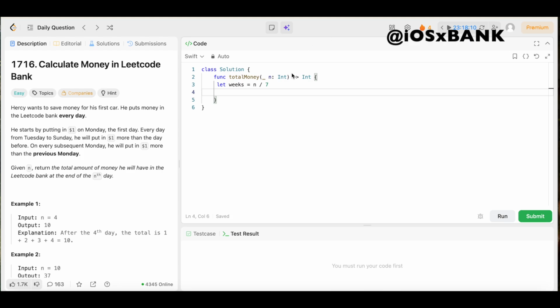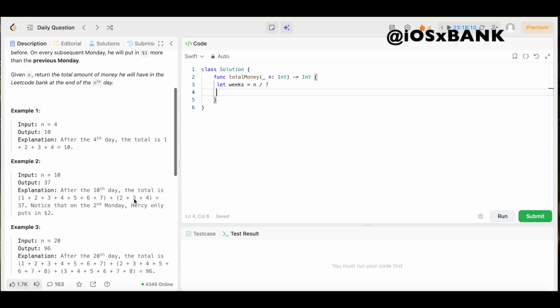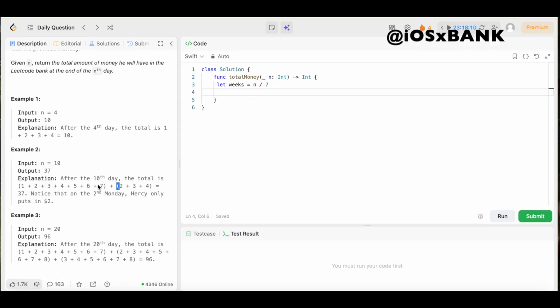Then we want to be able to get the remaining days after the full weeks. So say we have something like this right here where we have 1 full week, but then this isn't a full week. We need to get these days to see how many days those are. So we can say let days equal n mod 7. And what that is going to do is get us the remainder. So say we divide n by 7 and there's a remainder, we're going to get that remainder and store that in days.